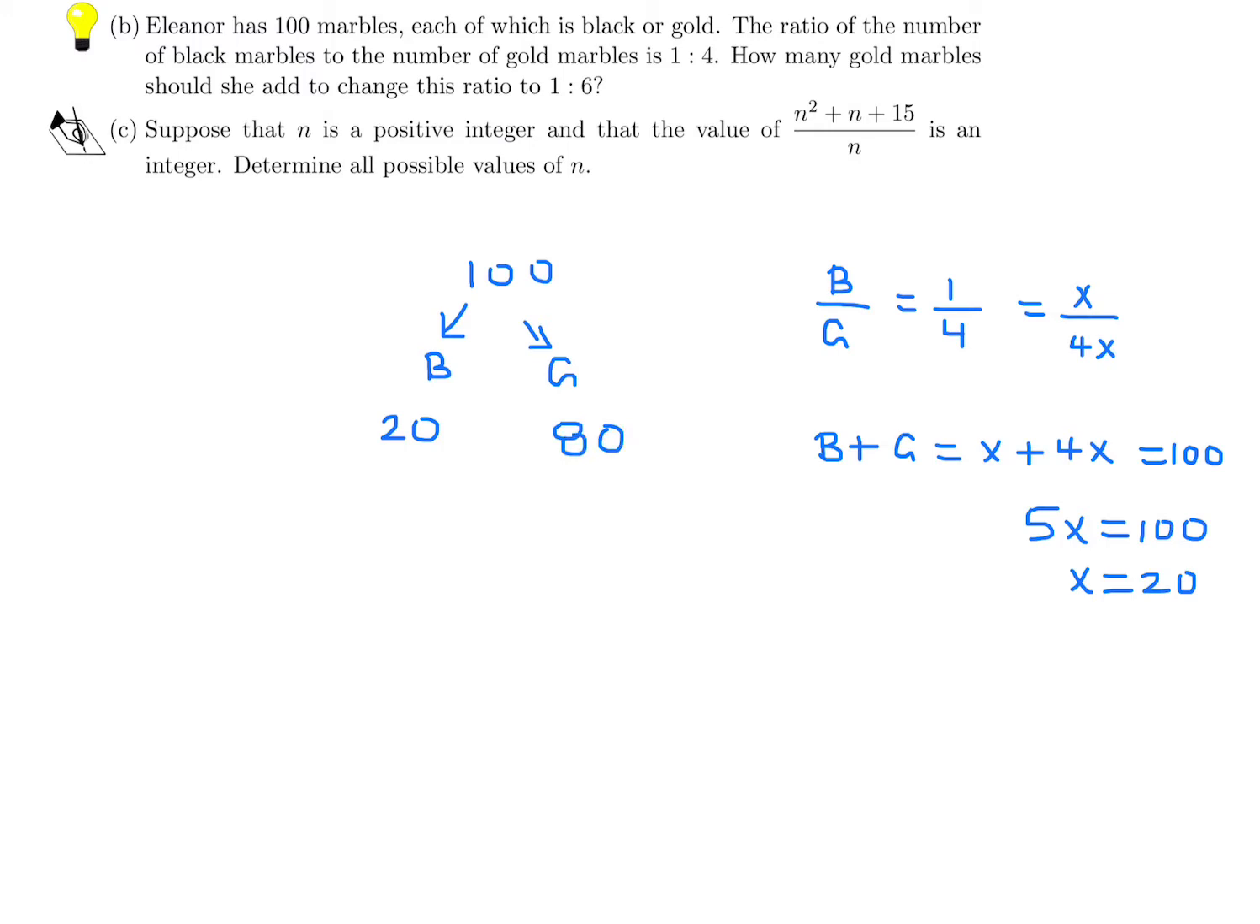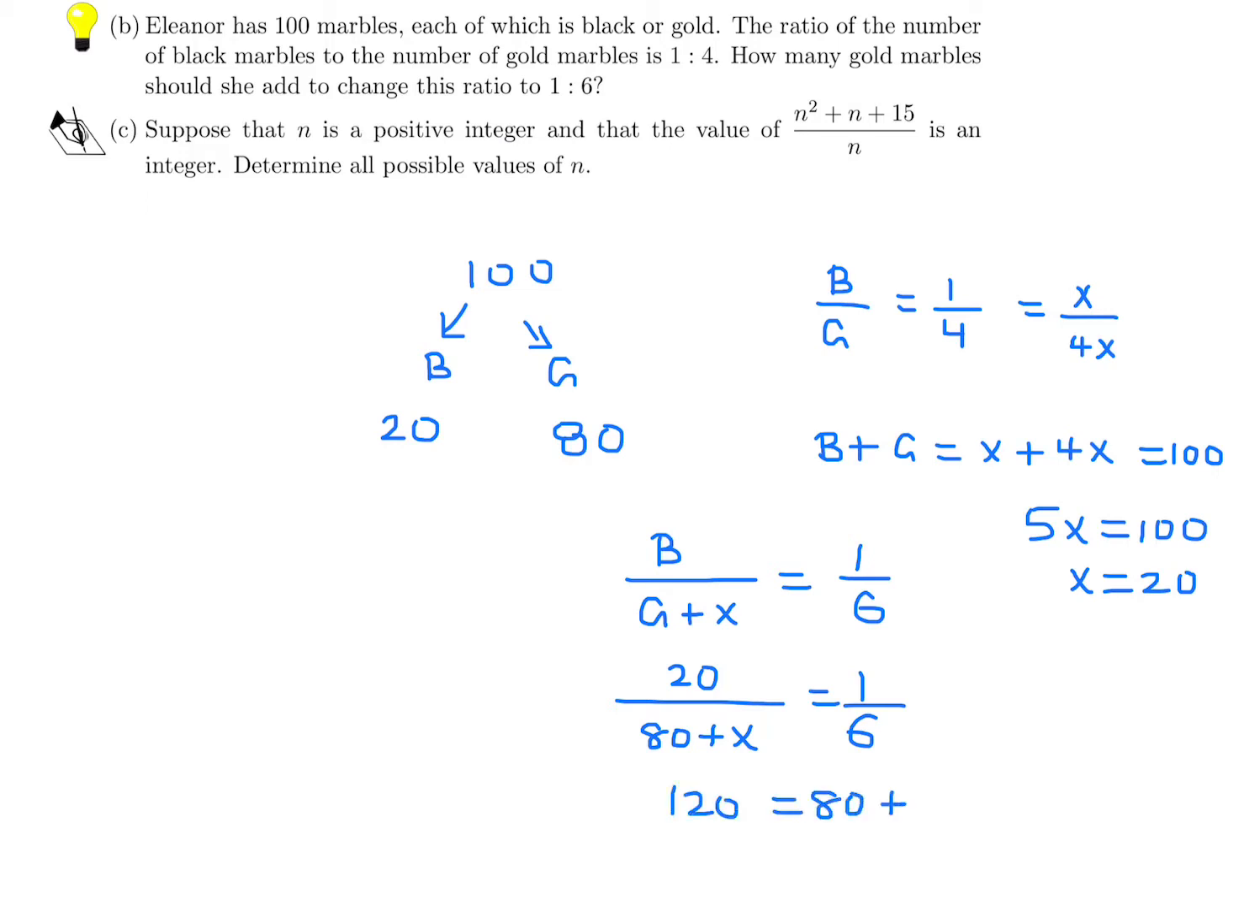Okay? So if I want to change this ratio to 1 to 6, that means b over g, I have to add a certain number of gold marbles, so let's just say x. And that would make it 1 to 6. Well, b is 20, and g is 80. So I really just have this algebra now. Cross multiply. 20 times 6 is 120, and that's 80 plus x. So x is equal to 40. 40 is the number we have to add in order to change the ratio to 1 to 6.